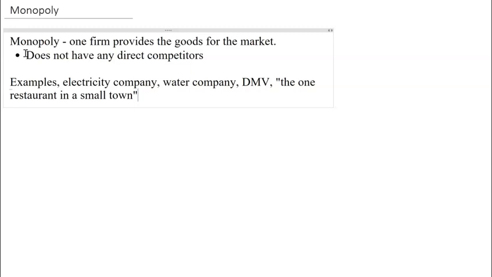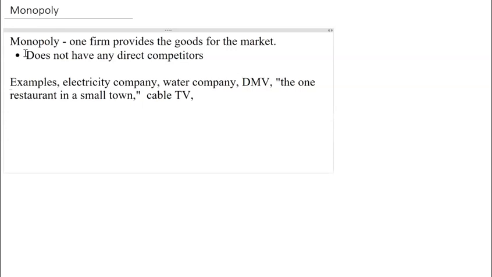And then there are others too. Another one would be my cable company. If I get cable, it is probably from a certain cable provider. Now, if I go to satellite, there are a little more options available. But if it's a cable company, then there's only one provider in a town or in a city or in a region.